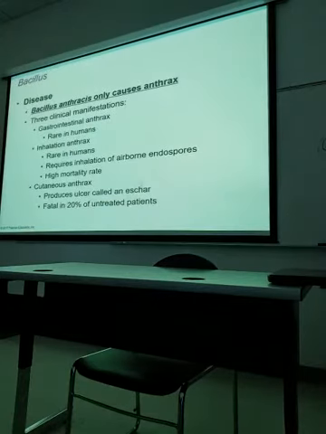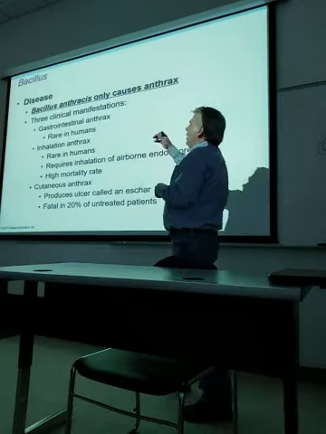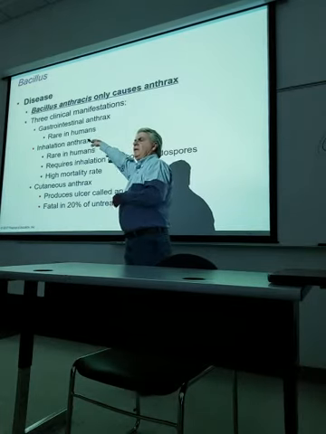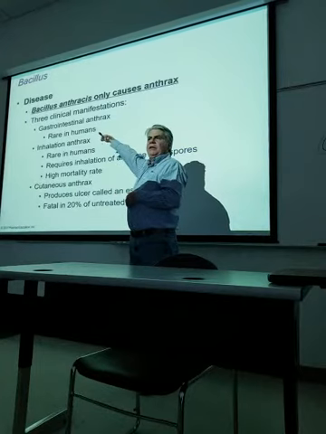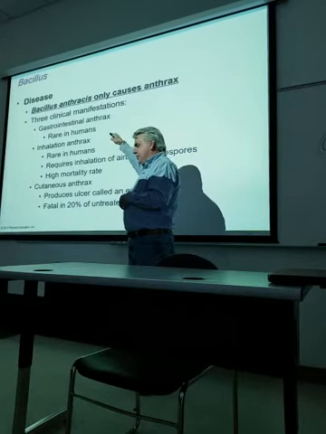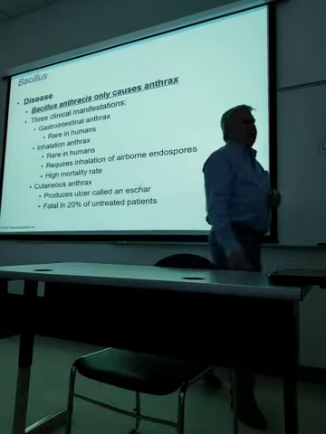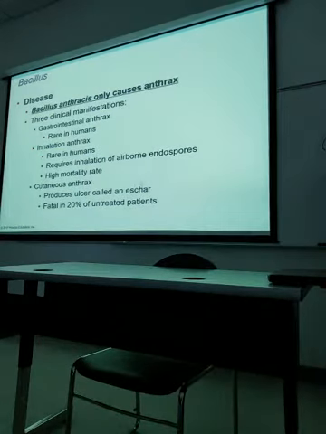Alright. Three clinical manifestations, these go with the routes of administration. Gastrointestinal anthrax is rare in humans. More common in grazing animals. They're out grazing, they can ingest the spores and get a little bit of gastrointestinal anthrax. Unless you're out grazing in a field, you're going to be pretty safe from this one.